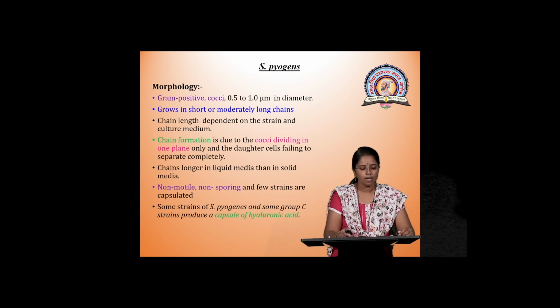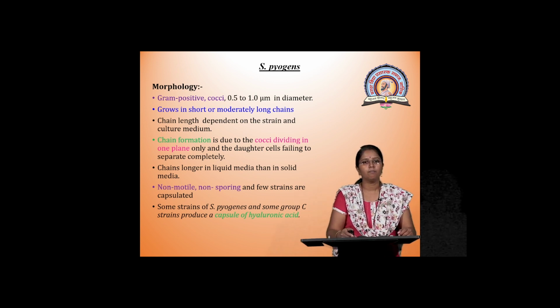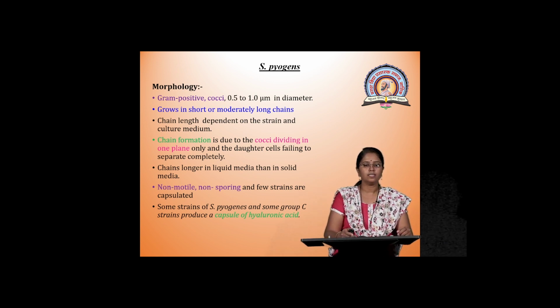Now we will concentrate on the main pathogen from this Streptococcus genus, that is Streptococcus pyogenes. If we see the morphology of Streptococcus pyogenes, it is gram positive. The shape is cocci, and the size is 0.5 to 1 micrometer in diameter. It grows in short or moderately long chains.